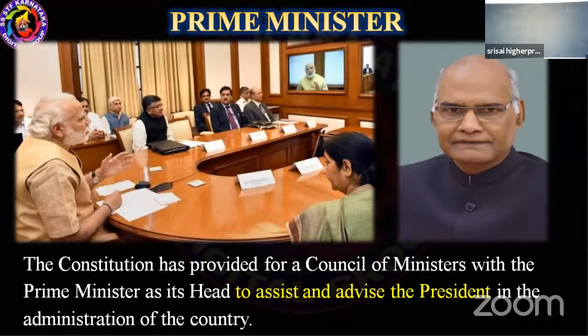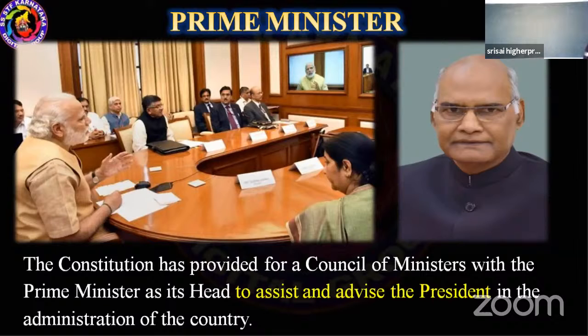Whichever party gets the majority or the magic number may form the government. Later, all members of that party who are elected by the people will select a leader for themselves, and later the president will appoint him as the prime minister. From Karnataka state, we are electing 28 MPs. From Vijaypura, we elected Ramesh Jigajinagi.